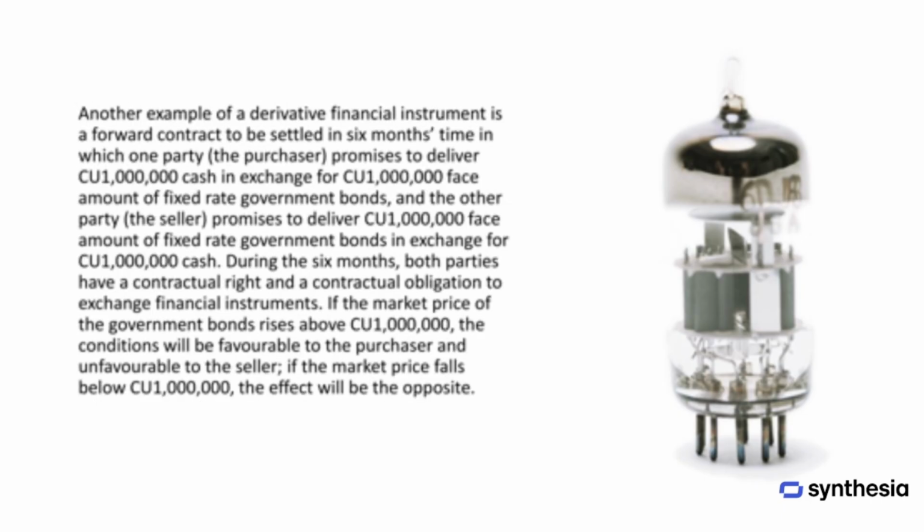Another example of a derivative financial instrument is a forward contract. Suppose a purchaser agrees to pay CU1,000,000 cash in exchange for CU1,000,000 fixed-rate government bonds in 6 months, while the seller agrees to deliver the bonds in exchange for the cash. During those 6 months, both parties hold a contractual right and obligation to exchange the instruments. If the market price of the bonds rises above CU1,000,000, the contract is favorable for the purchaser and unfavorable for the seller. If the price falls below CU1,000,000, the opposite applies.